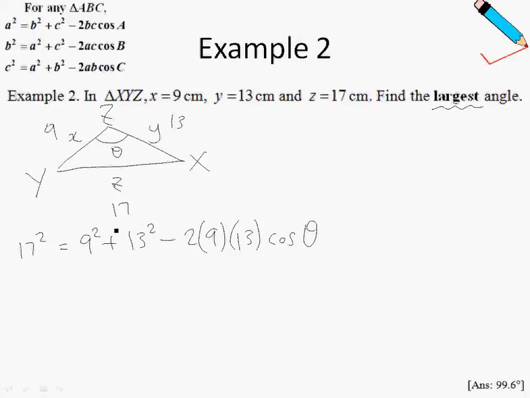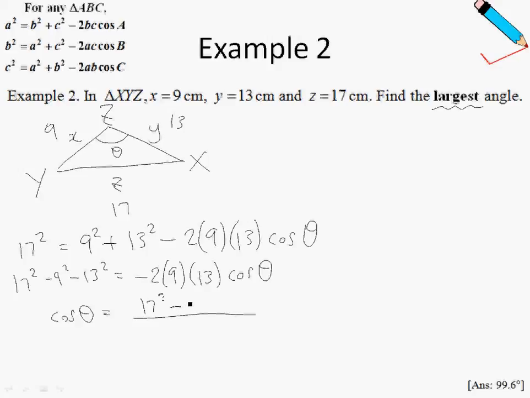Let me do some simple algebraic solving. I'm going to shift 9 squared and 13 squared to the left hand side of the equation. So 17 squared minus 9 squared minus 13 squared equals negative 2 times 9 times 13 cosine theta. Then I will divide these three numbers over to the left hand side. So I'll get cosine theta equals 17 squared minus 9 squared minus 13 squared divided by negative 2 times 9 times 13.